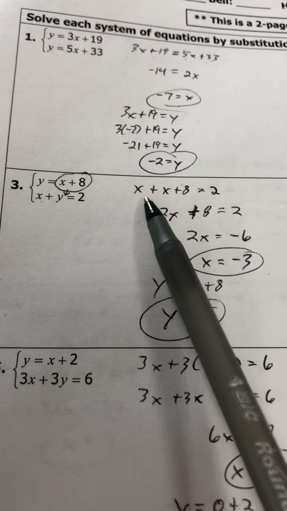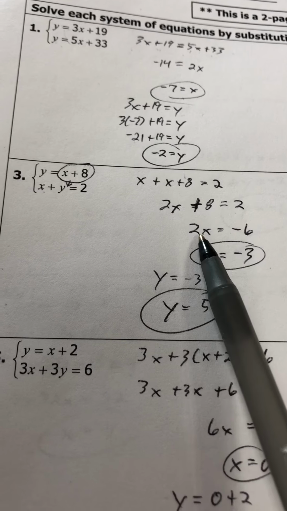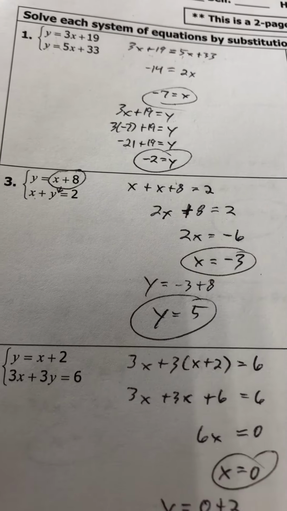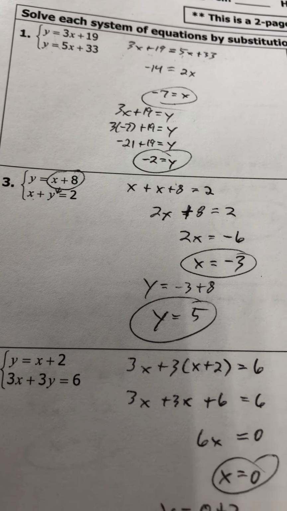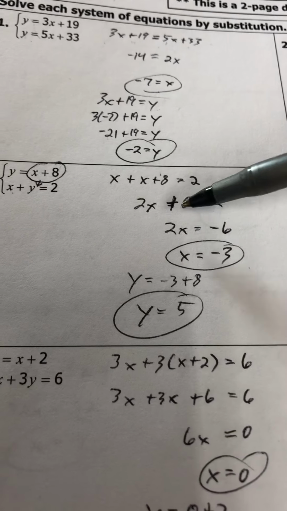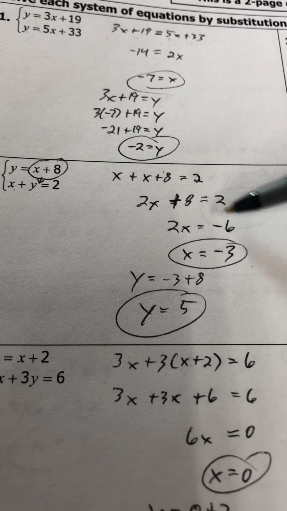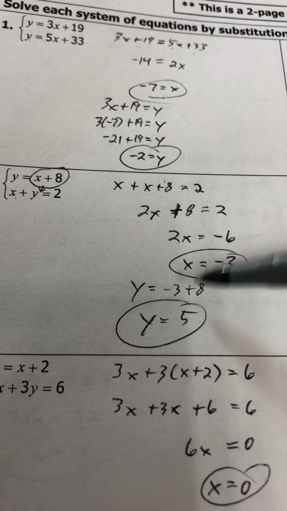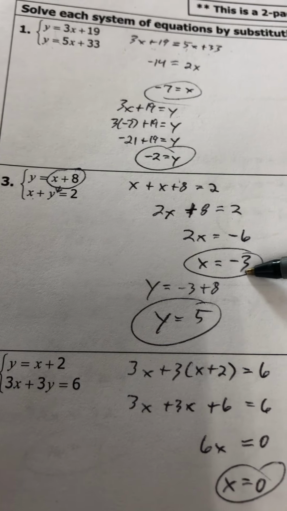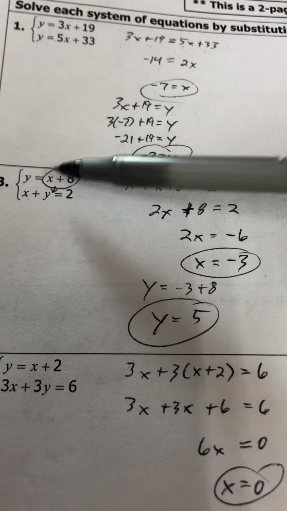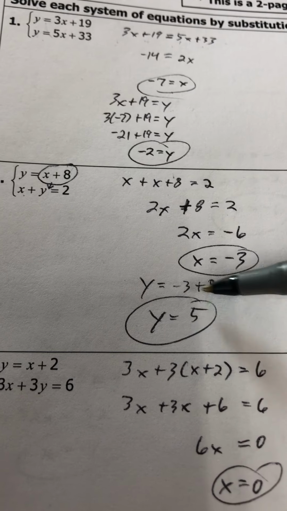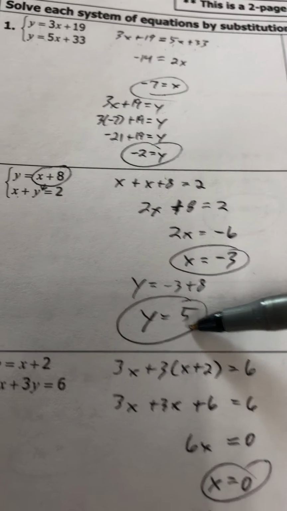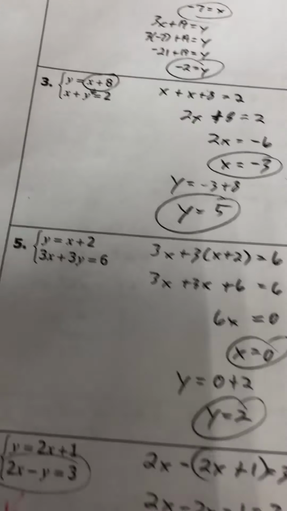So I combine my like terms, isolate the variable, and I get x equals negative 3. Okay, and how I did that is I subtracted 8 from both sides, divided both sides by 2. Okay, then I plug in that x value, which is negative 3. I plug it in for x. So negative 3 plus 8, negative 3 plus 8 gives me 5. So y equals 5. For number 5.